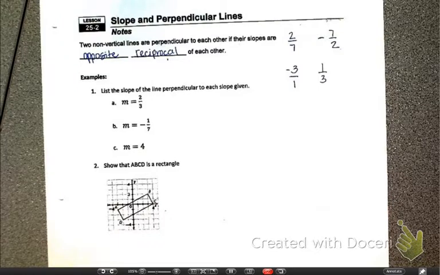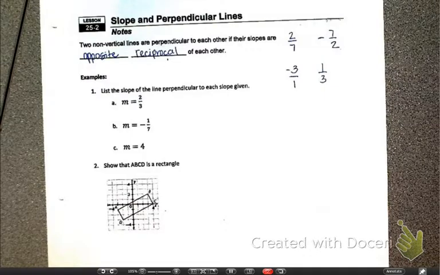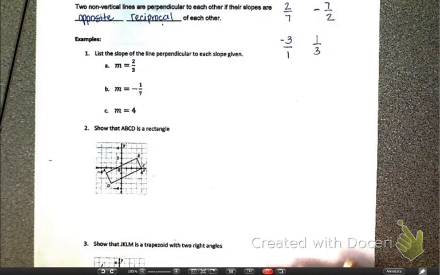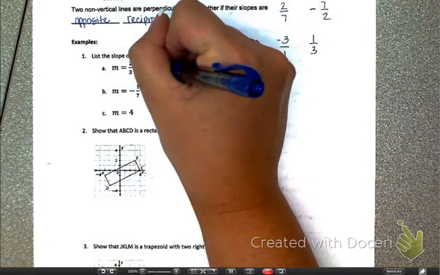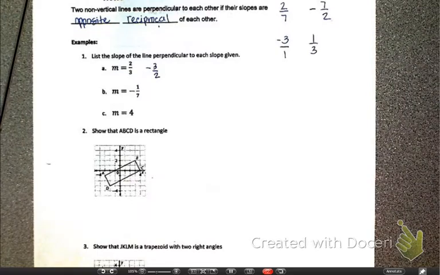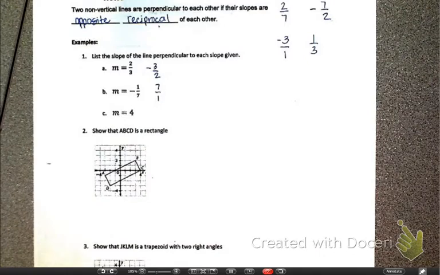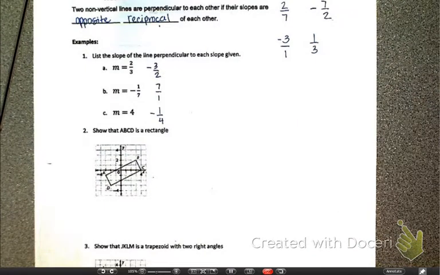Okay? Take a second, and you can do it by yourself or with your group. I want you to find the perpendicular slopes to each of slopes A, B, and C. So, the perpendicular slope to 2/3 is -3/2. The perpendicular slope to -1/7 is positive 7/1. And the perpendicular slope to 4 is -1/4. Okay? So far, so good?